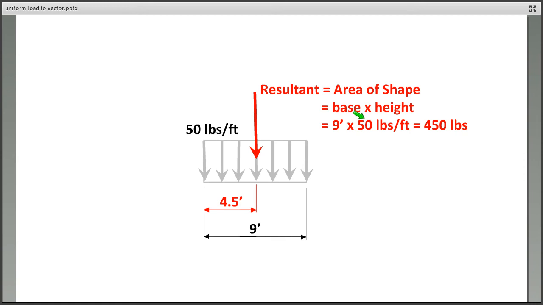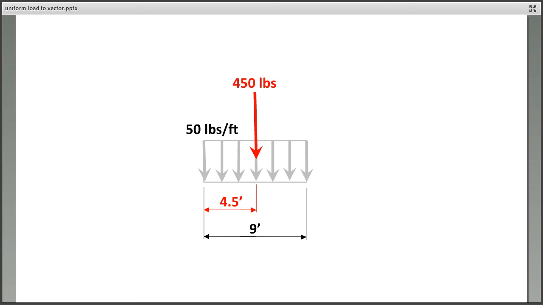And if you do the math, you'll see that the feet in the denominator cancel with the feet in the numerator here. So 9 times 50 is 450, and the units are in pounds because it's a force, it's a vector. So that means that we can take that original drawing that we had of a uniform load and replace it with a single vector of 450 pounds, 4.5 feet from the left.